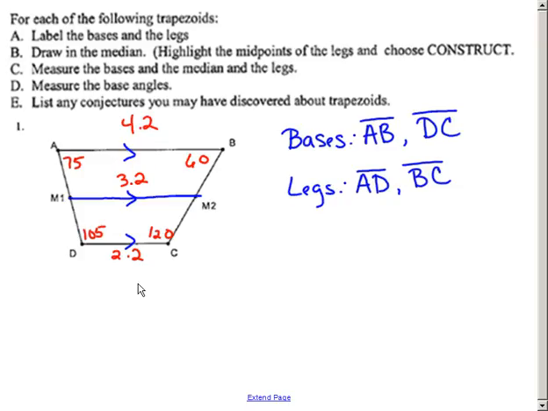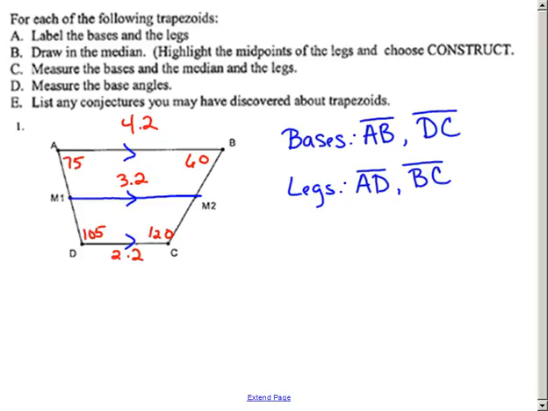I'm noticing by looking at these measurements is that 60 plus 120 is 180 degrees. 75 plus 105 is 180 degrees. So I would have parallel lines. AB would be parallel to DC. Since I have constructed the segment with my medians, that would also be parallel to the two lines that are given. So my segment M1, M2 is parallel to AB as well as DC.